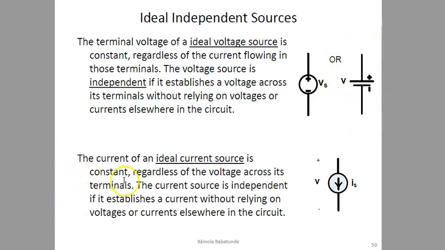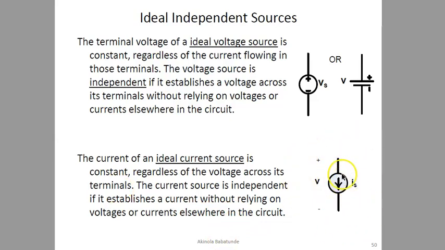Okay, then we have the ideal current source. The current of an ideal current source is constant regardless of the voltage across its terminals. This is very important too. This simply means that the value of the current source is constant irrespective of the values of the current or voltages elsewhere in the circuit. It means the value of the current is independent of the voltage and current elsewhere in the circuit. They don't rely on the voltages or currents elsewhere in the circuit, and that is why they are called independent current sources.